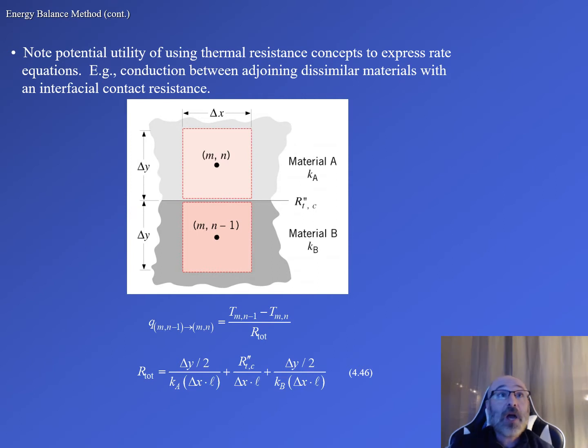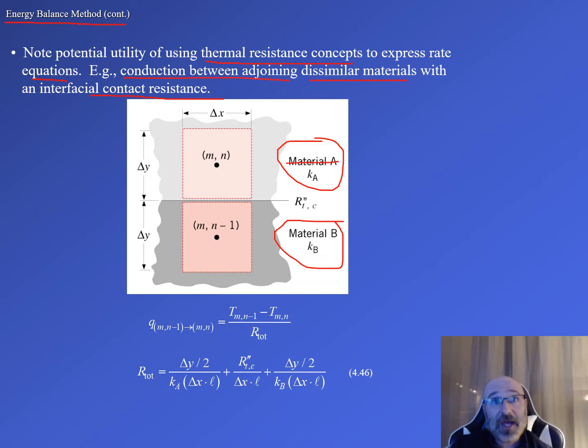Now, continuing on with our energy balance method, one thing that we want to think about now is our interface for contact resistance. Are we dealing with contact resistance or not? So this brings in the question of what if we have two different types of material, material A and material B. The thing we want to know is the potential utility for using thermal resistance concepts to express rate equations. So for example, here we have conduction between two adjoining dissimilar materials.